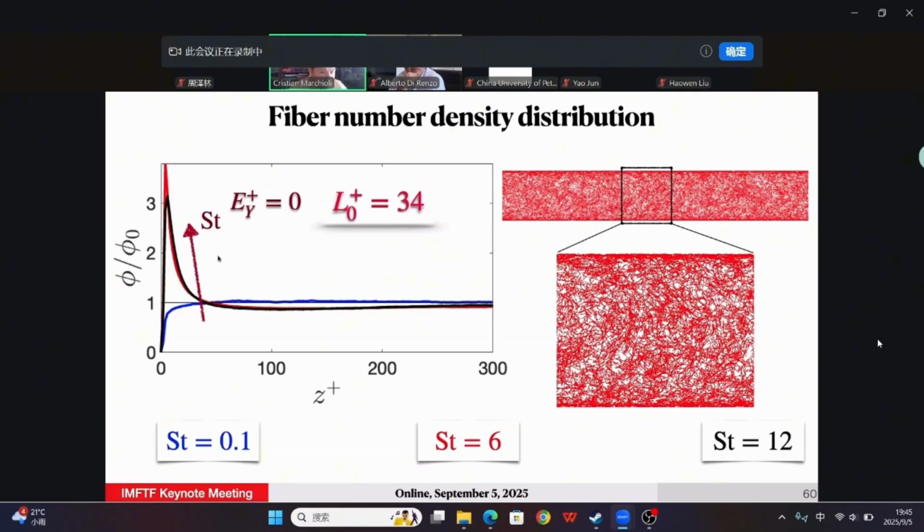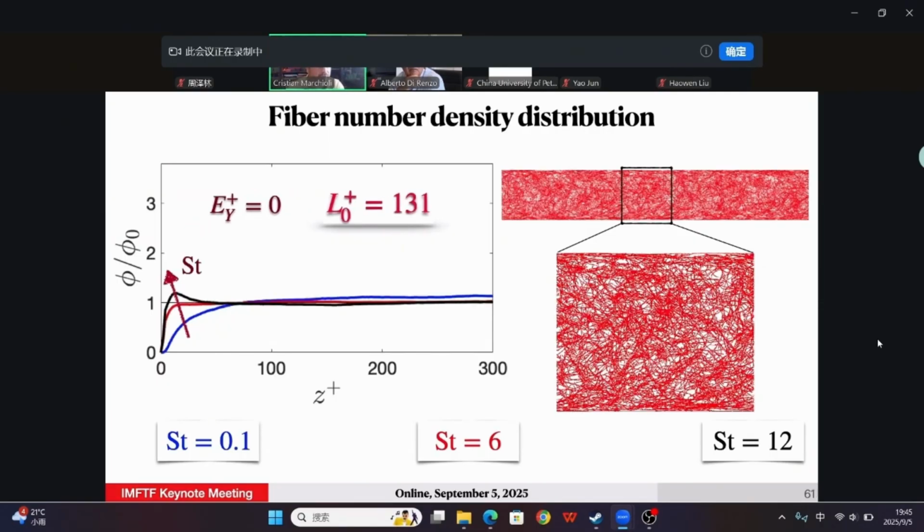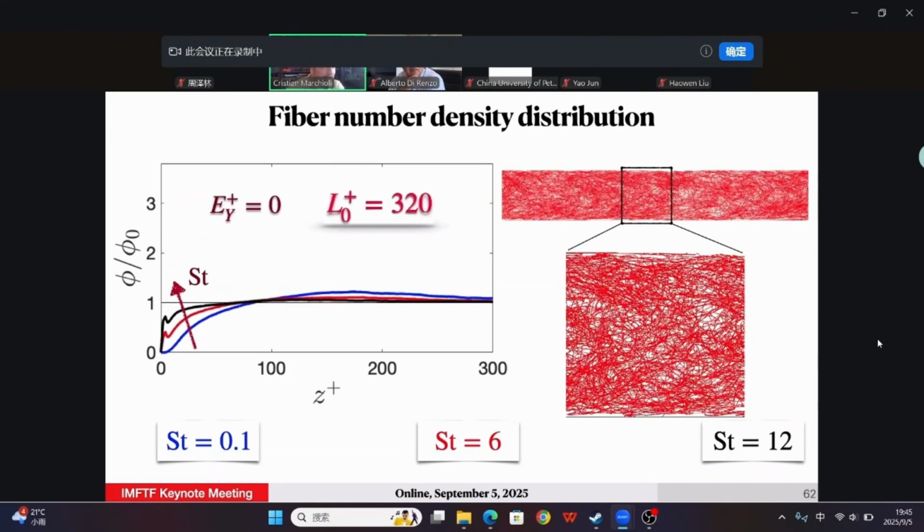Now, this is determined by the higher inertia, the higher Stokes number. But again, let's make our fibers longer and longer. If we increase the length, we are seeing a smaller tendency to accumulate. So there is no peak anymore, okay? Again, there is an interplay between the inertia represented by Stokes and the length, right?